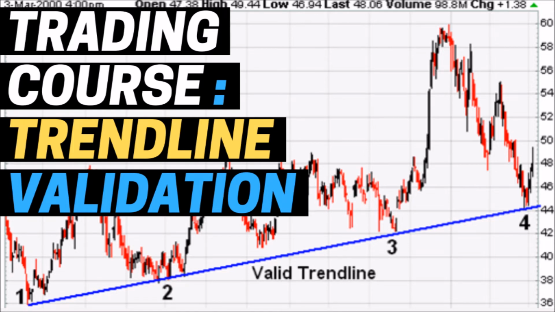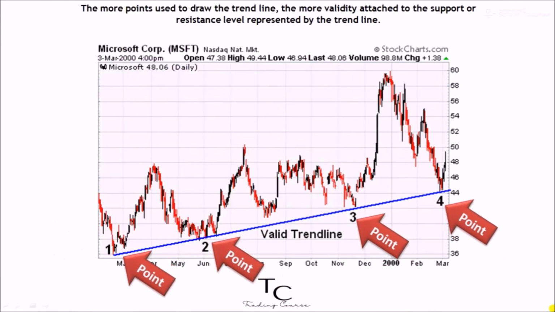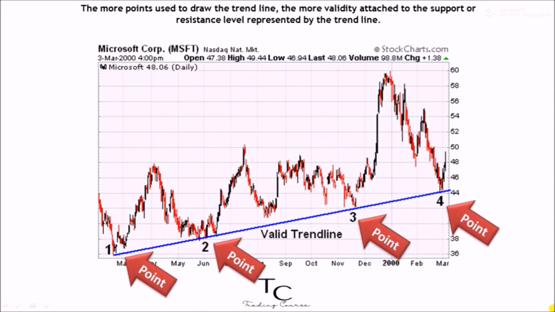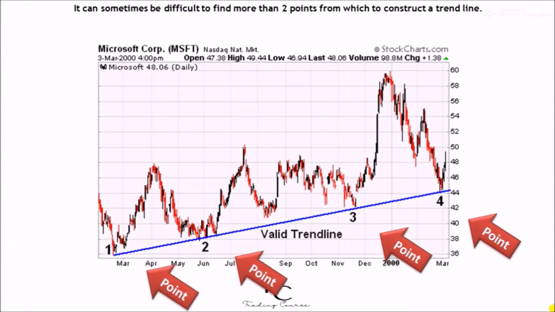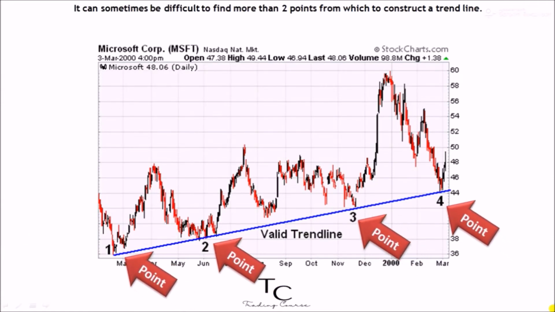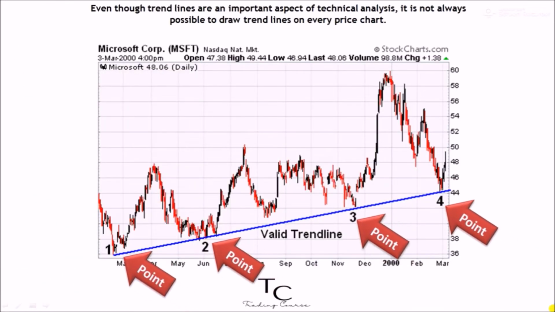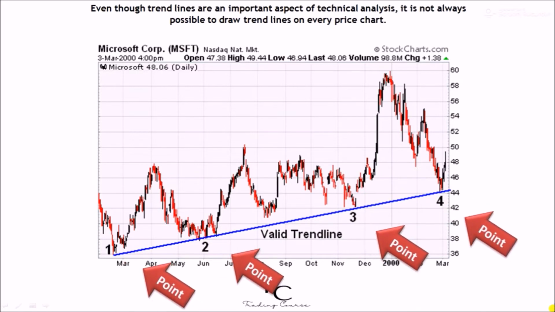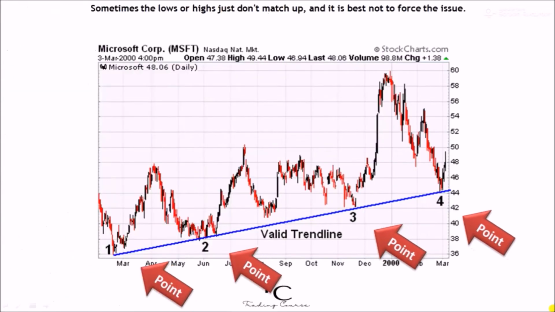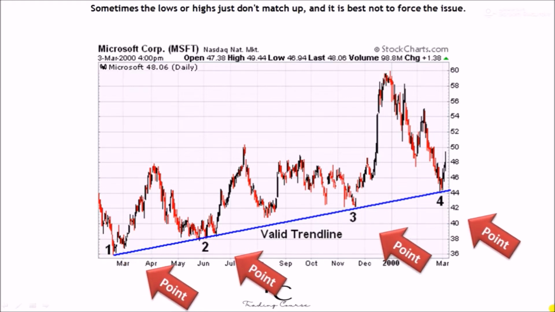It takes 2 or more points to draw a trend line. The more points used to draw the trend line, the more validity attached to the support or resistance level represented by the trend line. It can sometimes be difficult to find more than 2 points from which to construct a trend line. Even though trend lines are an important aspect of technical analysis, it is not always possible to draw trend lines on every price chart. Sometimes the lows or highs just don't match up, and it is best not to force the issue.